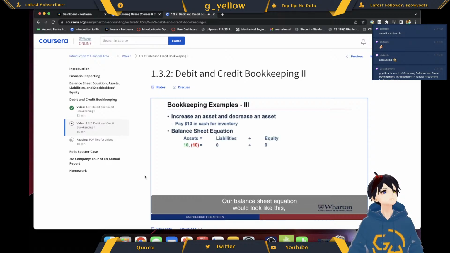Our balance sheet equation would look like this. All the actions are on the left-hand side, where we have one asset going down and one asset going up by the same amount, so they cancel. For the journal entry, we need inventory to go up. Inventory is an asset, so we debit inventory by 10 to make it go up by 10.